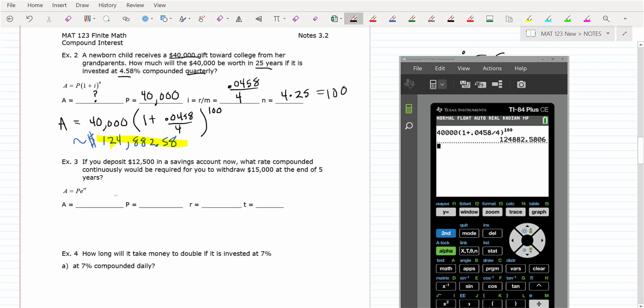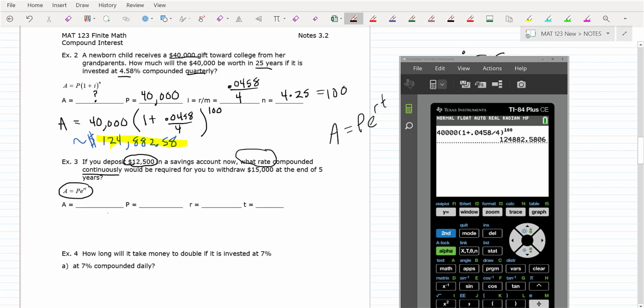All right, let's look at the next one. This one says you're depositing $12,500 in a savings account. What rate, compounded continuously? When you see the word continuously, you have to go to what I always call the PERT shampoo formula. That's how I remember it. So PERT. How much would be required for you to withdraw $15,000 at the end of 5 years? So you're looking for an interest rate.